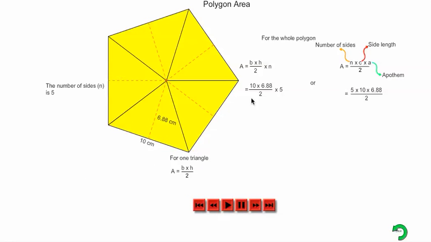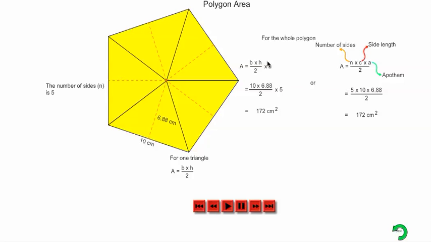So for one triangle, the area is the base times height divided by 2. But for the whole thing, we can say it's base times height divided by 2 times the number of sides. So in this case, the base is 10, and the height of one of the isosceles triangles, the apothem, is 6.88, so 10 times 6.88 divided by 2 times 5 gives us 172 centimeters squared. There's also another formula.